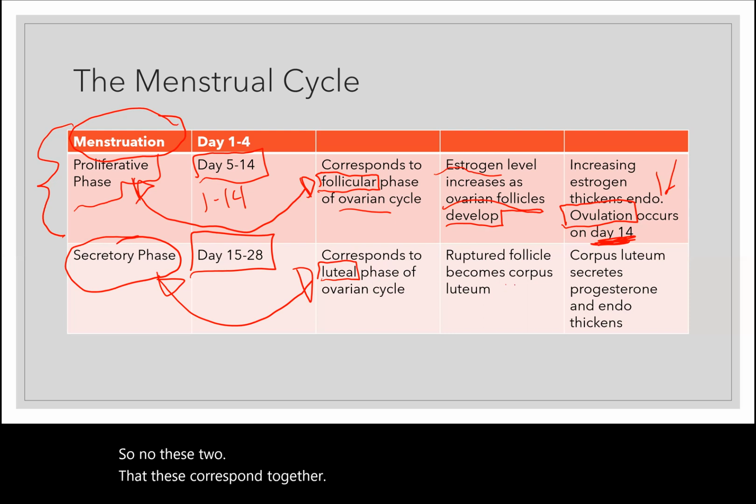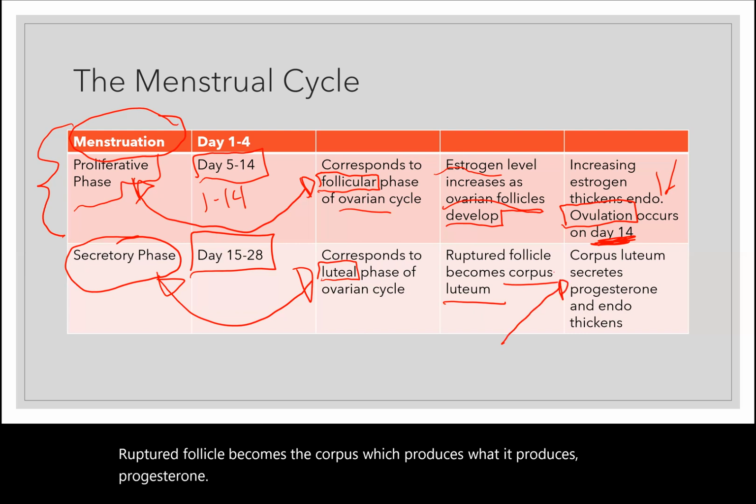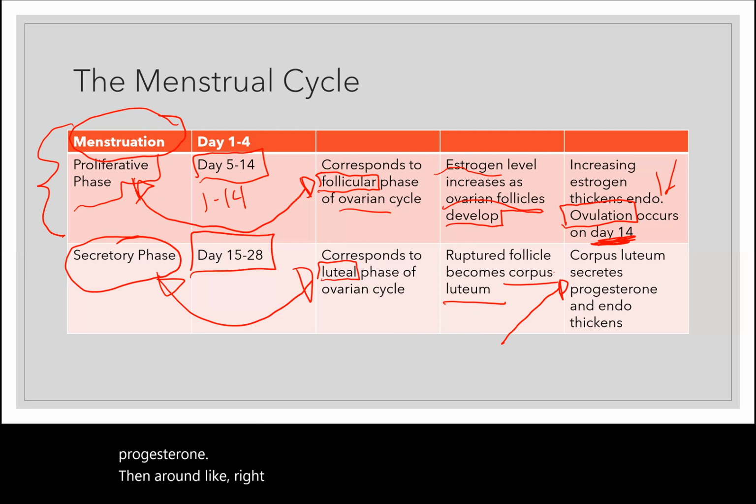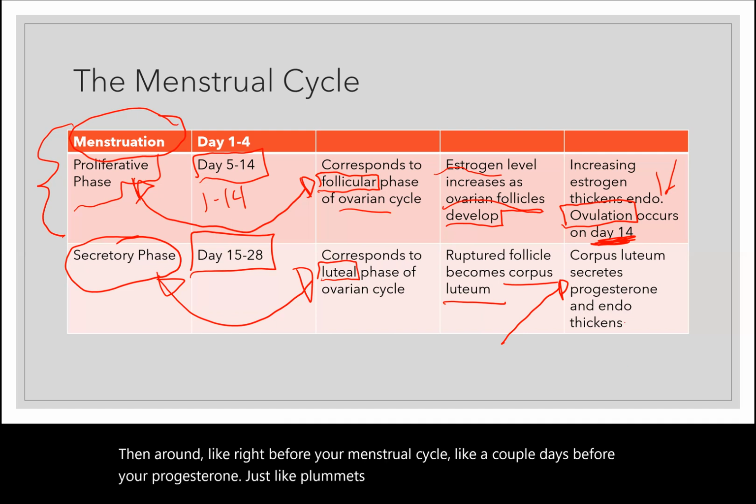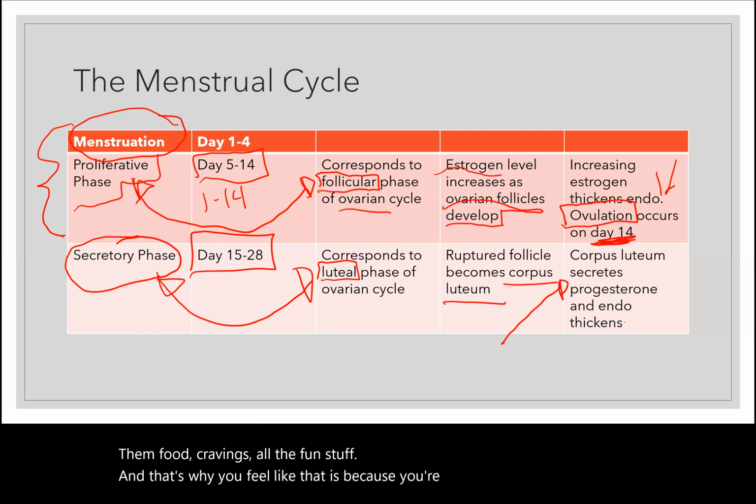Ruptured follicle becomes the corpus luteum, which produces what? It produces progesterone. Then right before your menstrual cycle, a couple days before, your progesterone just plummets, which can cause premenstrual syndrome and irritability and trouble sleeping and food cravings, all the fun stuff. And that's why you feel like that. It's because your progesterone decreases so fast.